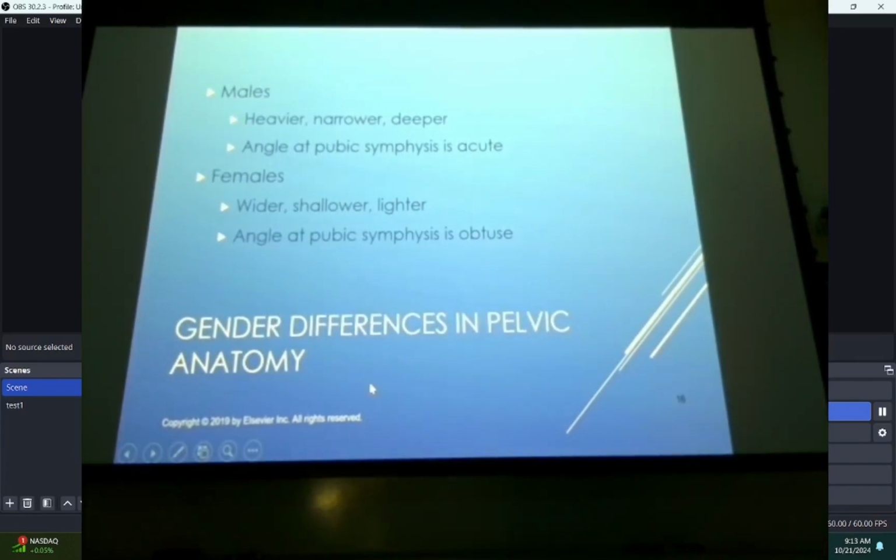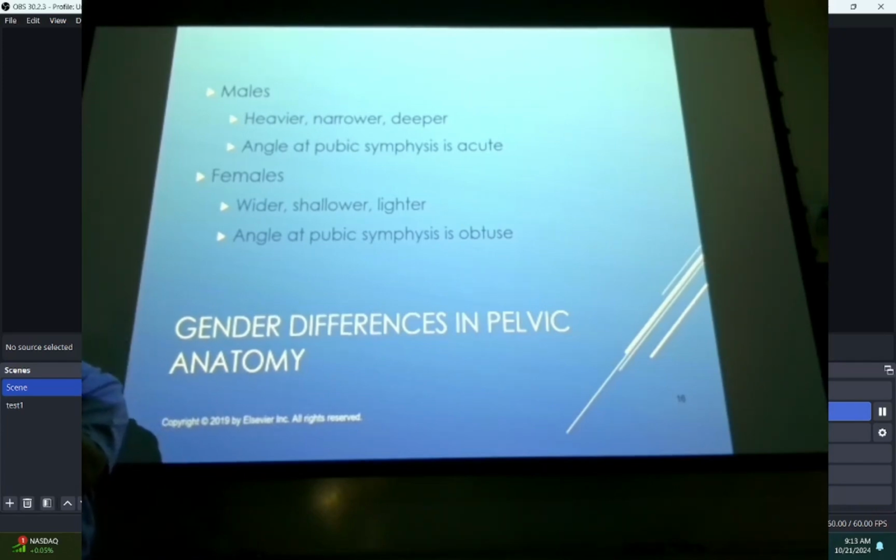So there are differences in the appearance of the male and female pelvis. In the males, they're going to be heavier and more narrow. The birth canal is obviously not present. And the angle at the symphysis pubis is very acute. So it's at about a 90-degree angle. It's, again, it's hard.